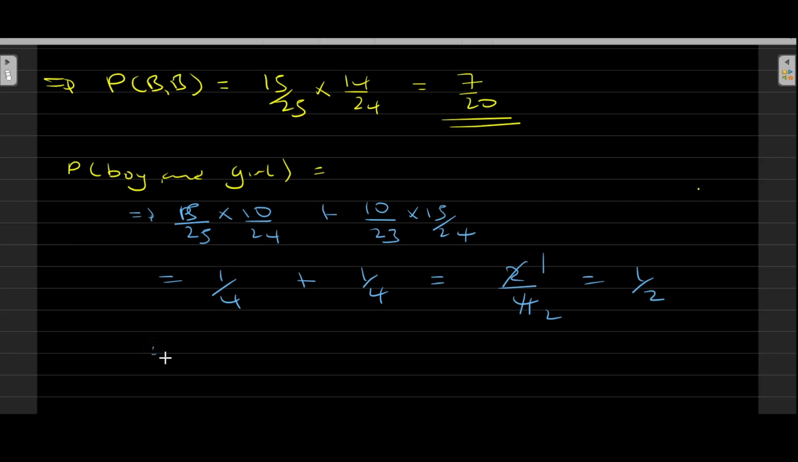Therefore, the probability of getting a boy and a girl in that case is going to be 1 out of 2. And that's how we get the answer of that expression. I hope it has been clear.